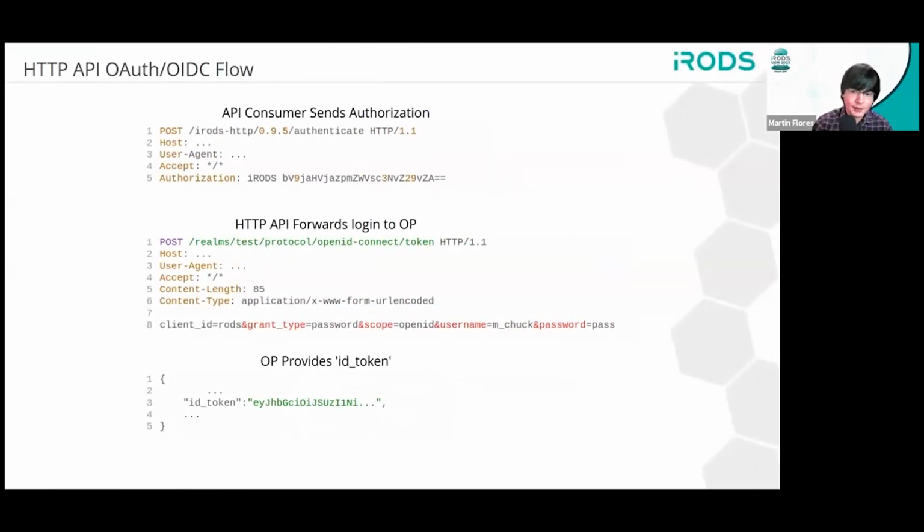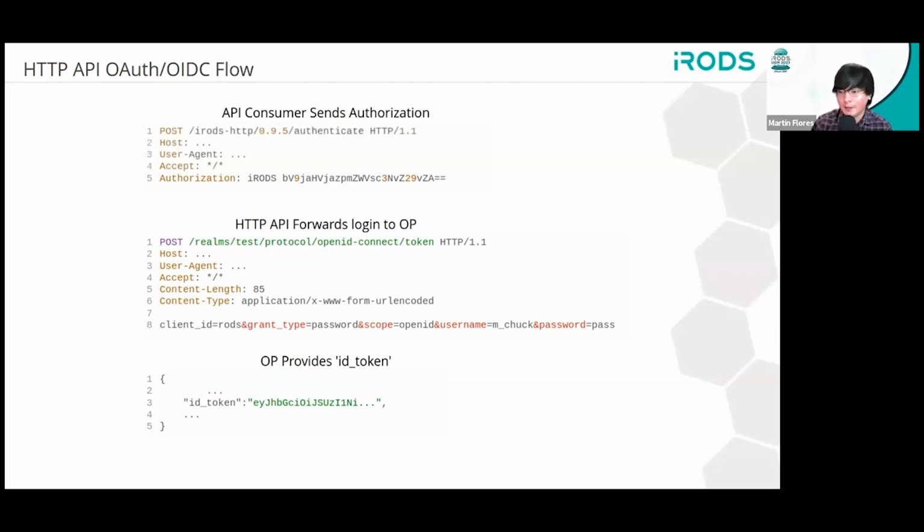So now we're going to go ahead and step through a basic flow of effectively authenticating using OpenID Connect. One of the things you need to do is hit the actual HTTP API, the authenticate endpoint, with a POST request, and you would need to send an authorization header with an iRODS scheme with the base64 encoded username and password. We'll touch a bit more on that later. Just note that this is mostly for demo purposes.